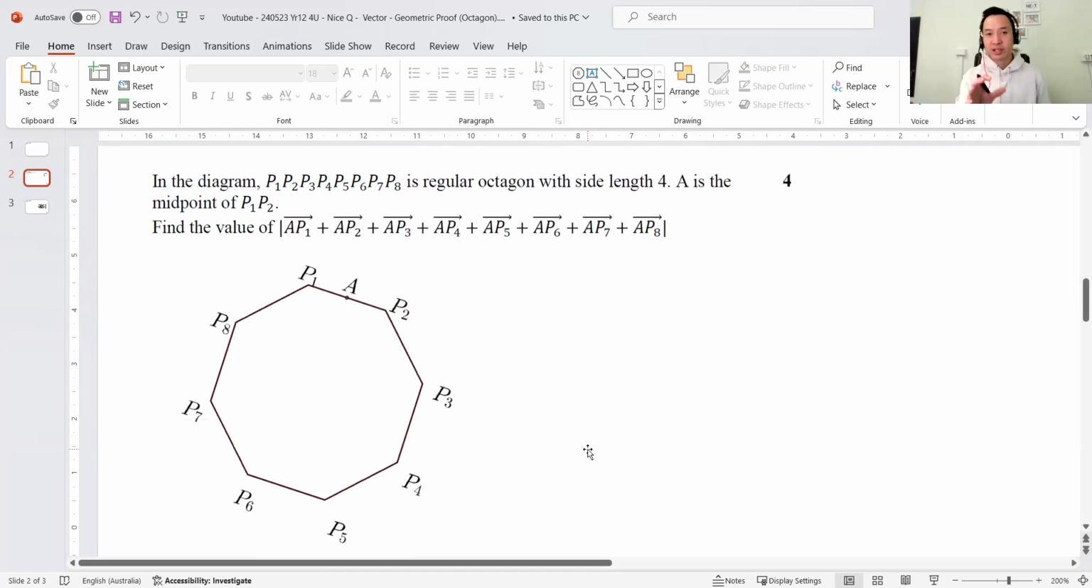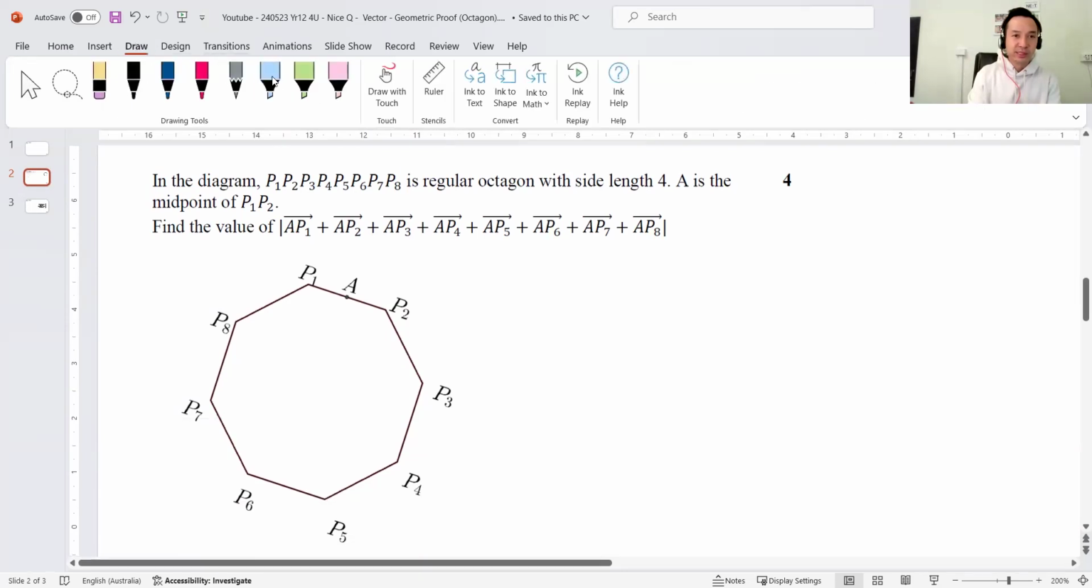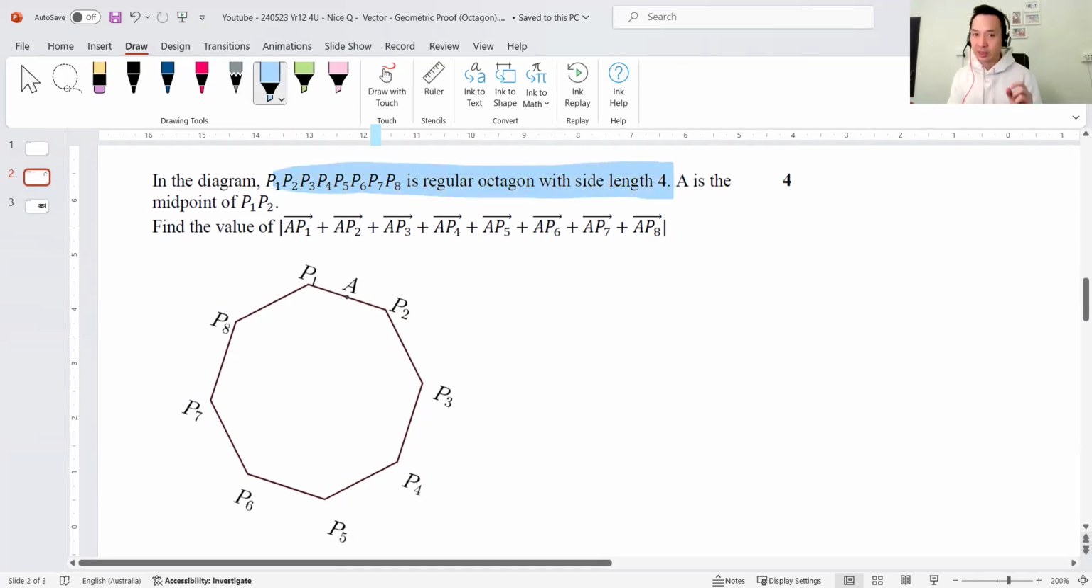So it looks like it's a regular octagon with side of 4. I mean, that's quite important. So let's give it a highlight. So we have these points here making up a regular octagon. So we know the size of the angles. That's important. Now, A is the midpoint. Okay, cool. Find the value of, looks like the magnitude of the sum of all those vectors.